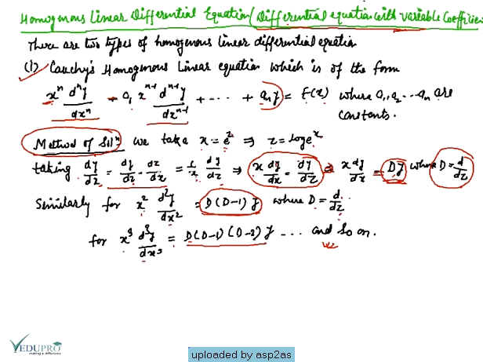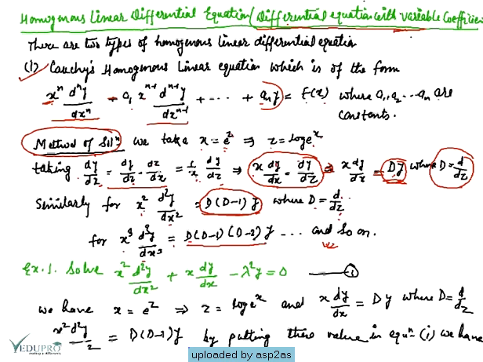So we can understand this with an example. We have taken an example. Solve x square d square y/dx square plus x dy/dx minus lambda square y is equal to 0. Here, as per the method, first we have to suppose x is equal to e to the power z, which implies z is equal to log x, and x dy/dx is capital D y, and x square d square y/dx square is D into D minus 1 y.